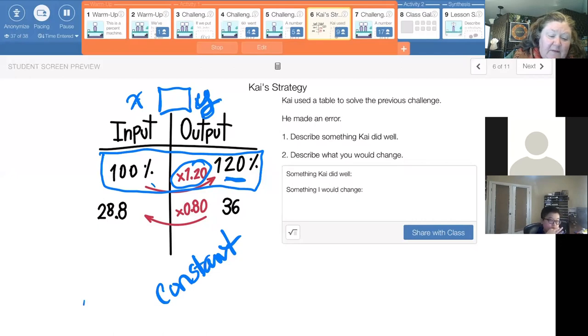So then my question would be, if it's times, I'm going to put a little dot for a times instead, if it's times 1.2, what's going on here? Is that the right number? And I'm not seeing too many people calling that out, and I think it's because we weren't using tables. But if you try 28.8 times 1.2, if I take this and I multiply it by this constant, I don't get 36, I get 34.56.